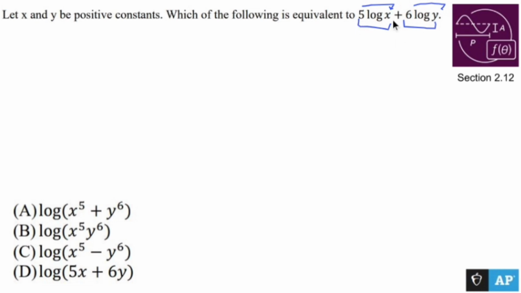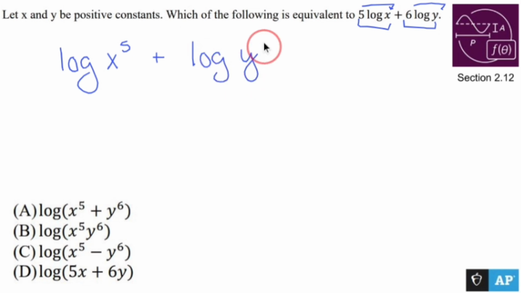In other words, 5 log x is the same as log of x to the 5th. What's my base? I don't know, 10. I don't have one. Plus 6 log y is now log of y to the 6th. There's another rule that says if you have the same base, and again, we're going to pretend that these 10s are there. Even though they are 10s, we're just going to pretend that we can see them.